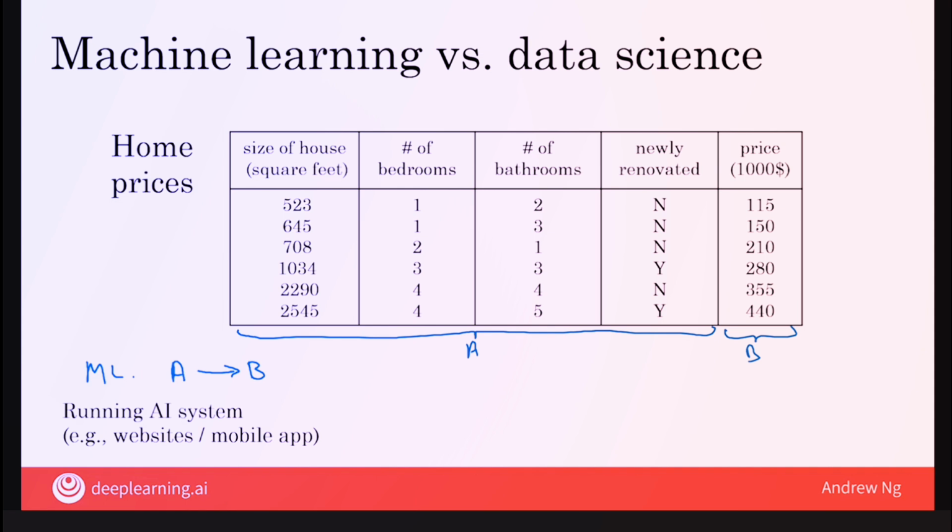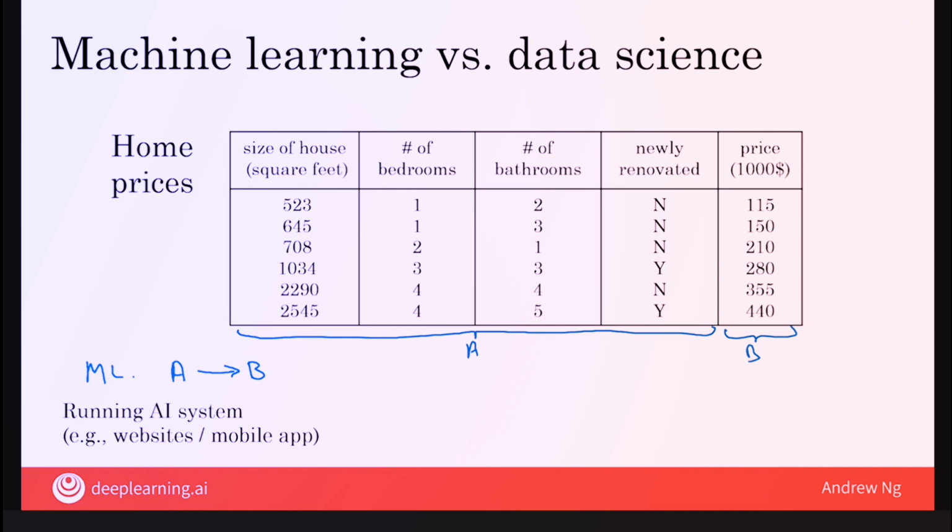So machine learning often results in a running AI system. So it's a piece of software that any time of day, any time of night can automatically input A, these properties of a house, and output B. So if you have an AI system running, serving dozens or hundreds or thousands or millions of users, that's usually a machine learning system.